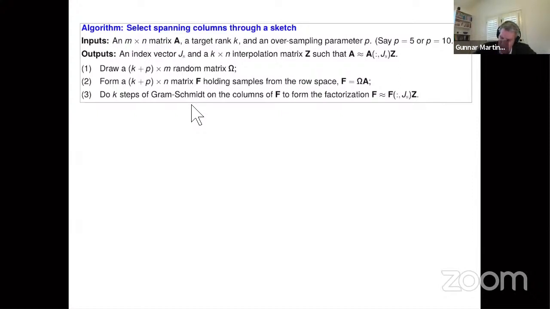We're given a matrix A, we want to find the index vector that identifies the columns and the interpolation matrix C. And what we do is we form the random matrix omega, we form the sample matrix F, and then we solve the column selection problem for the small matrix F. There is an oversampling parameter here, so we draw a few extra rows. This is both for numerical stability and for computational accuracy. It improves the accuracy of the scheme a little bit. In practice, you can actually skip that. It works fine even if you don't do the oversampling, but it costs very little and it's helpful.